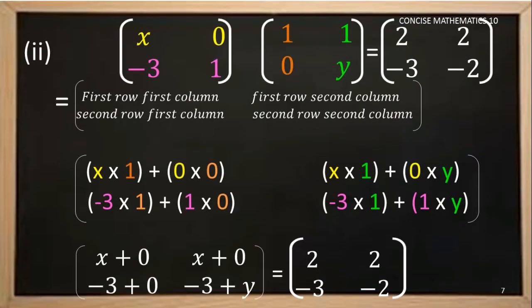In sub question 2 also, it is said that there are two square matrices of order 2 by 2. Again, this product is equal to one more square matrix of order 2 by 2. By calculating the product of the first two matrices, it results in 2, 2, minus 3 and minus 2. That is the equality they have given. But what did we get when we multiplied? x plus 0, x plus 0, and here minus 3 plus 0, minus 3 plus y.